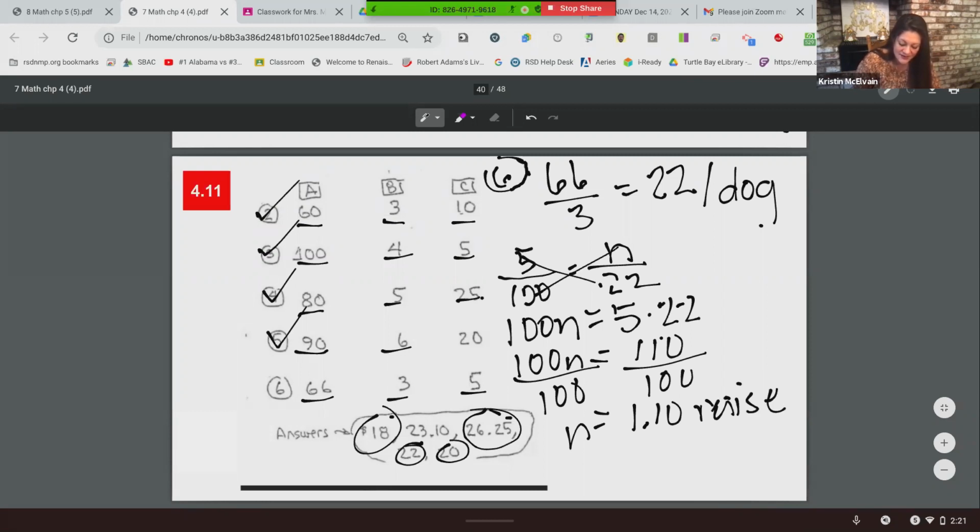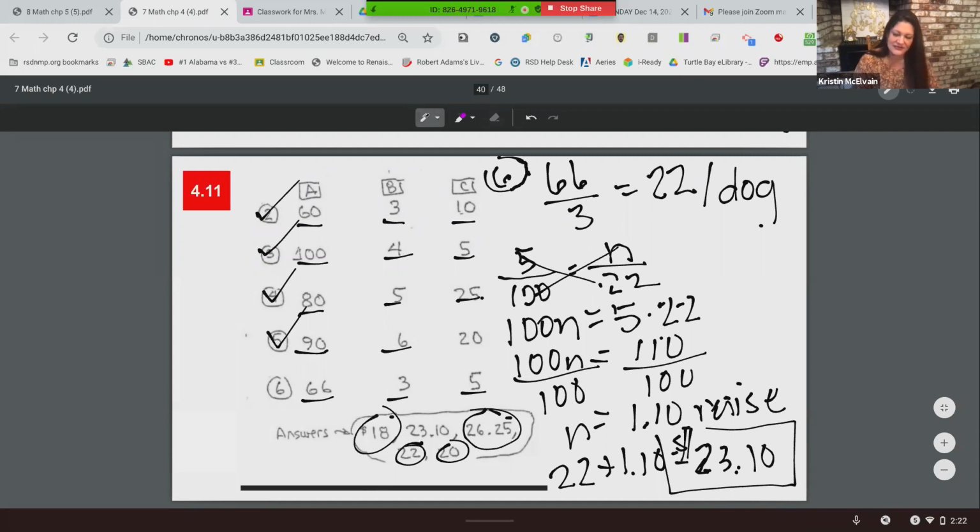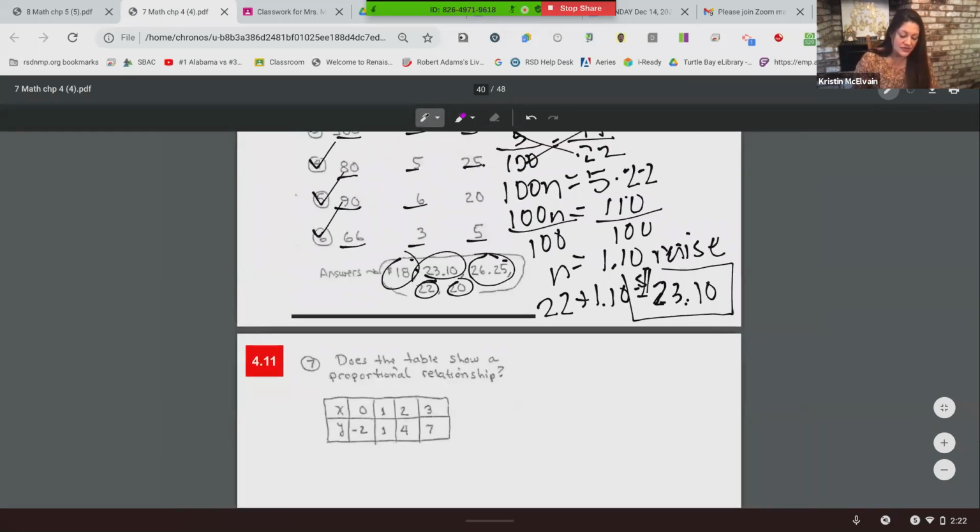That's the raise. We're going to add that to the original 22. Oh boy. There we go. Which gives us 23 dollars and 10 cents per dog. Did it. And got it. All right. Very cool. Takes us to number 7.